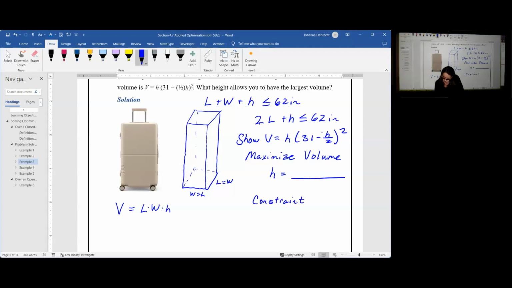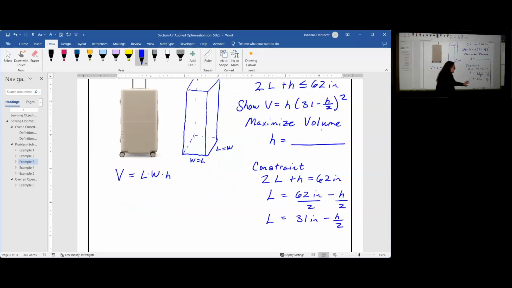and rewrite it to get rid of L. I would normally have chosen to get rid of H because I like to avoid fractions. But we know we have to leave H in the problem because the equation we're trying to prove has only H in it. That means L has to go. Now that I've rewritten L as 31 inches minus H over 2, I'm starting to see where this equation might be coming from.